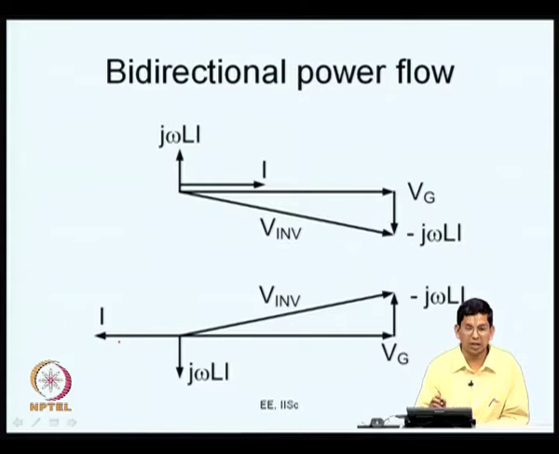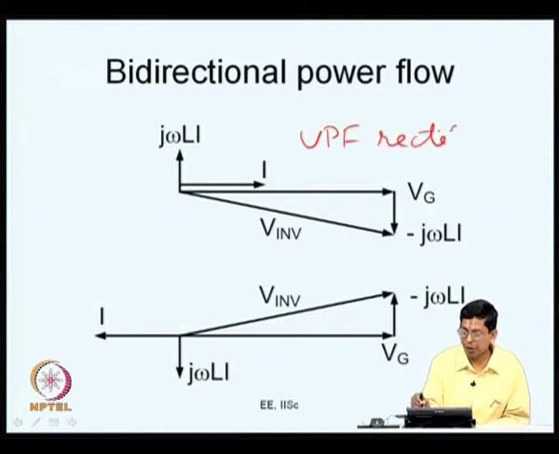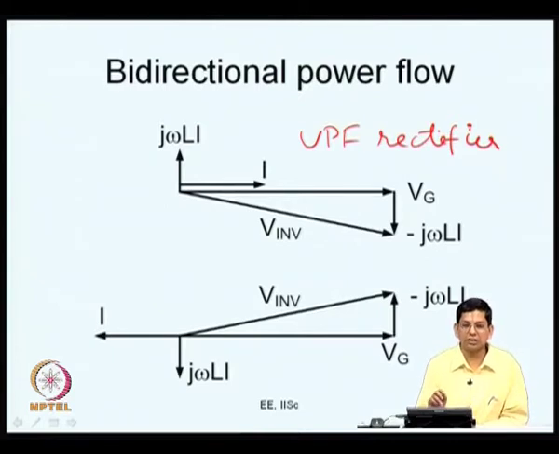Let us say you have a photovoltaic cell where some DC voltage is available and that has to be pumped back into the mains. So, what you do is you now try to control your current such that the current is at an angle of 180 degrees with respect to the grid voltage. So, it is j omega L is here, you subtract it here, your inverter voltage is now on this side. So, this is a case of a unity power factor rectifier. What you are doing is converting AC to DC and power flows from the AC side to the DC side, and the power is being drawn at unity power factor.